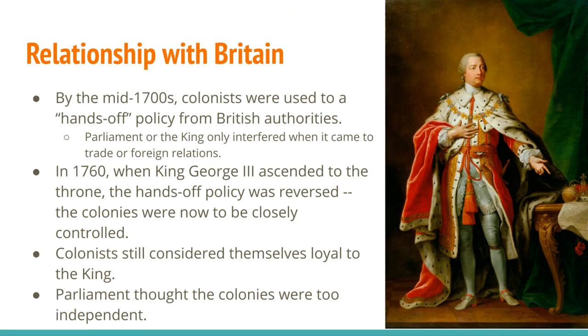Now, beginning in the mid-1700s, the British colonists had become accustomed to a policy of non-interference from British authorities in London. Only when it came to trade and/or foreign affairs did the king and Parliament have to step in. In 1760, however, when the infamous King George III ascended to the throne, this policy reversed. Now the British government would attempt close control of its colonial possessions. Keep in mind, of course, that most colonists considered themselves loyal subjects of the British Crown. Regardless, members of Parliament thought that colonies were becoming simply too independent.